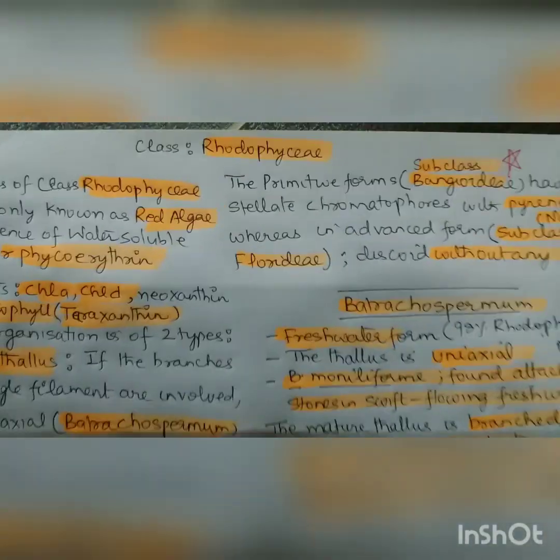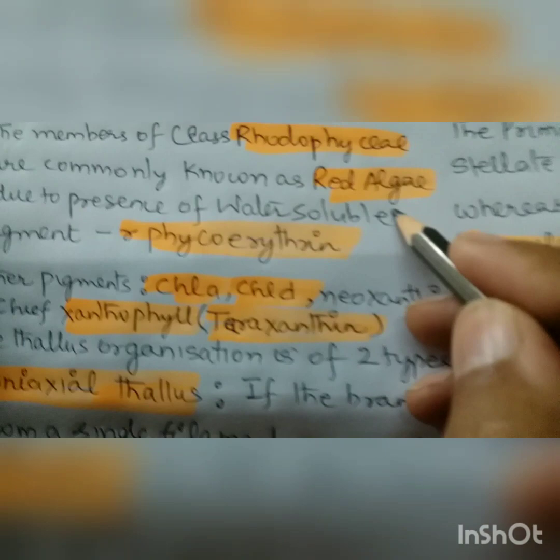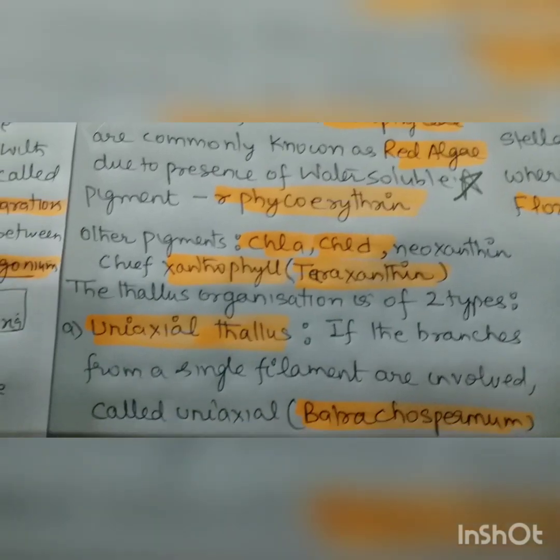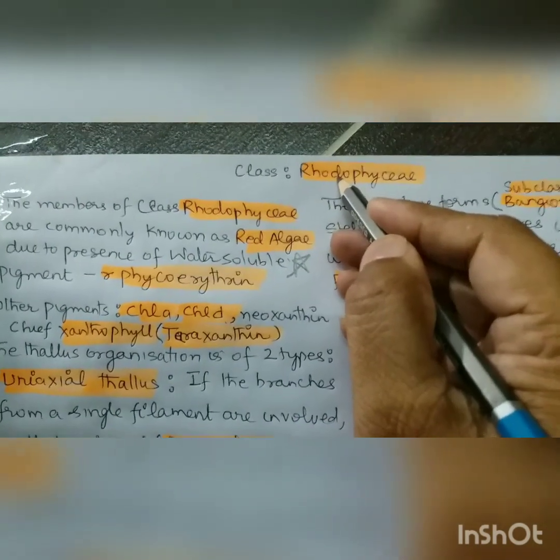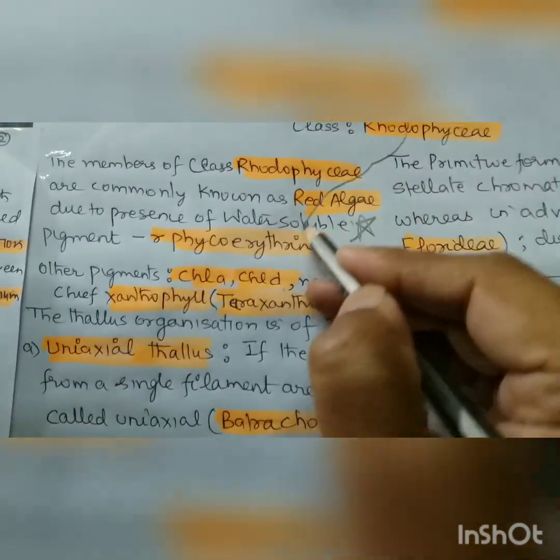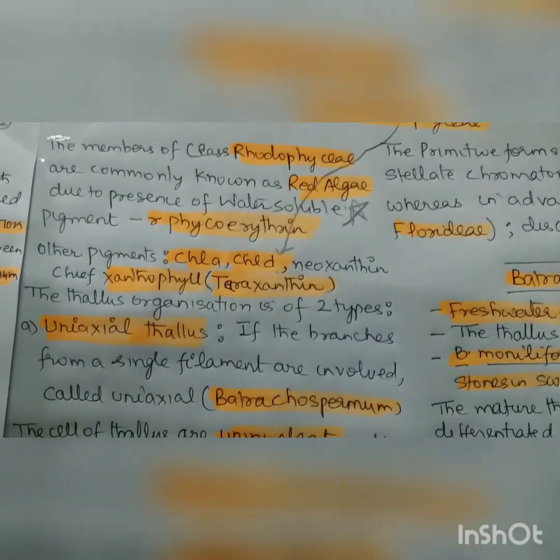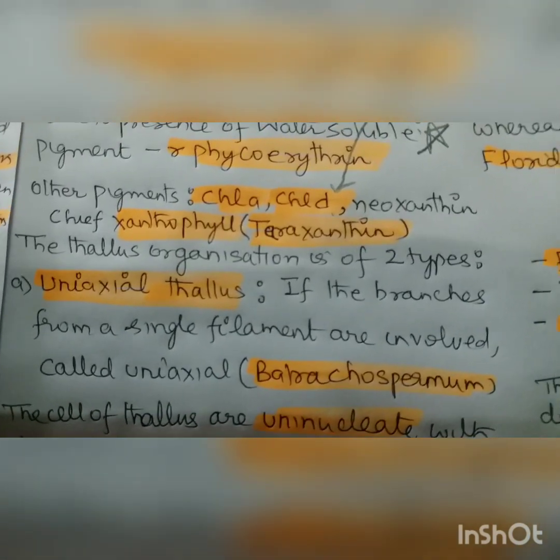So now we are coming to the next class, that is Rhodophyceae, right? The members of class Rhodophyceae are commonly known as red algae due to the presence of, please mind it, water soluble phycoerythrin. The question will come whether it is water soluble or not. Other pigments are chlorophyll A and D. This is very prominent. So see, Rhodophyceae has chlorophyll D present. Besides, the chief xanthophyll is taraxanthin, and neoxanthin is also present.